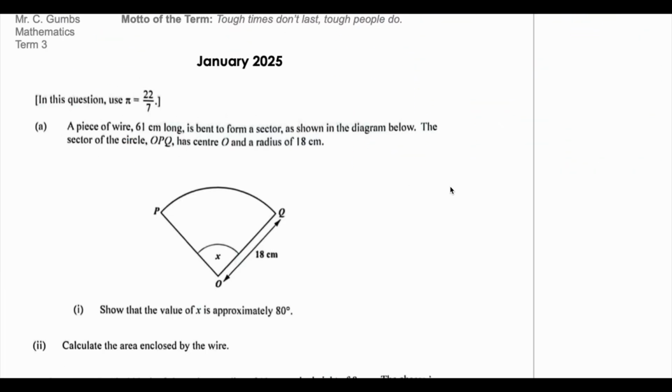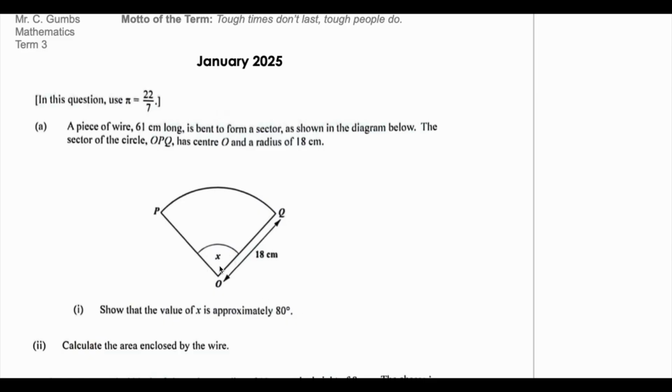So you're looking at this question here. It says a piece of wire 61 centimeters long is bent to form a sector. So this is a sector, and we're saying that all around this is 61 centimeters long. The sector of the circle OPQ has center O and a radius of 18. So here's 18. We know these lengths, or we could work out these lengths rather. Show that the value of x is approximately 80 degrees.